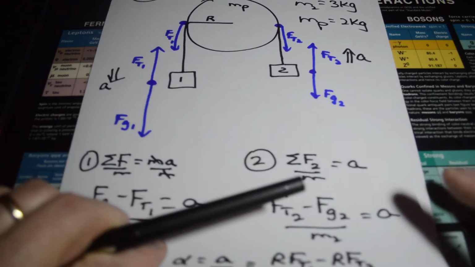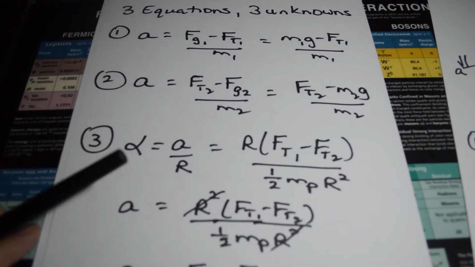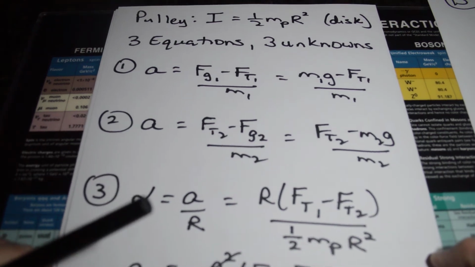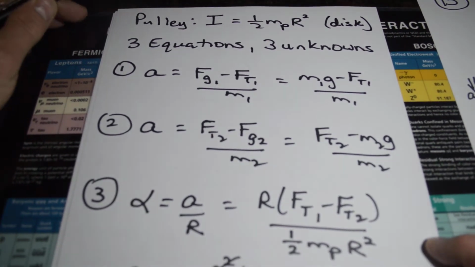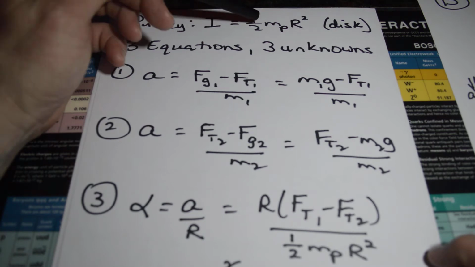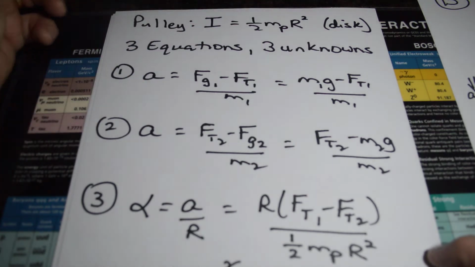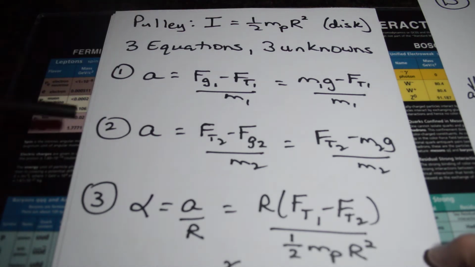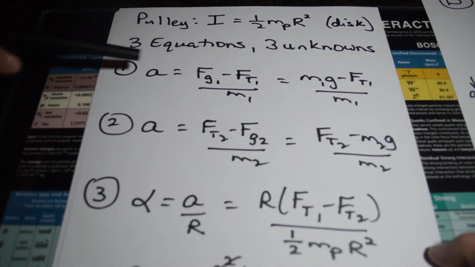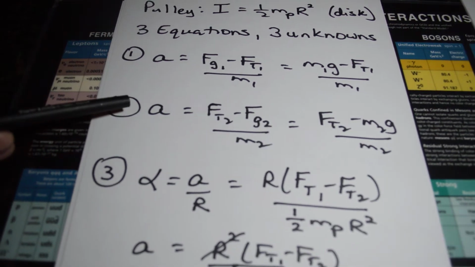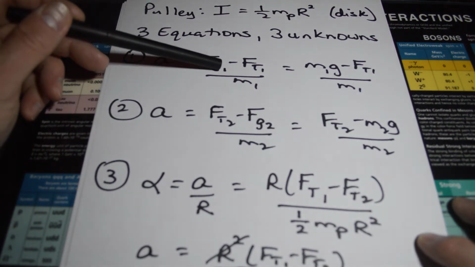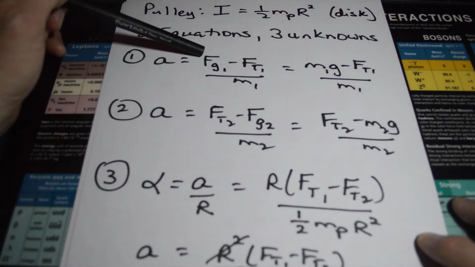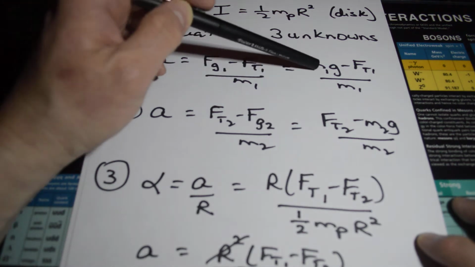We may come back to those if we need to, but basically, if you take a look at what we know, the moment of inertia is just 1/2 the mass of the pulley times r squared, and we're assuming it's a disc, so that's where we get 1/2 mr squared. We essentially have 3 equations and 3 unknowns. Rewriting them, a equals Fg1 minus Ft1 over m1. The force due to gravity, Fg1, is m1 times g.